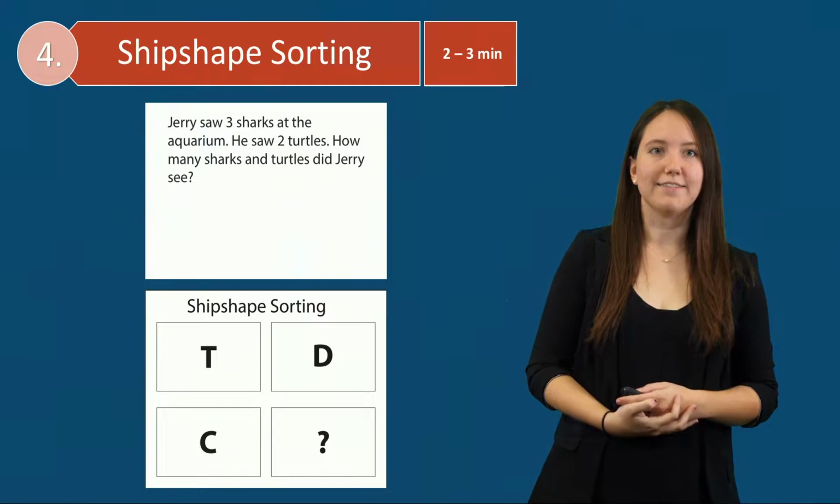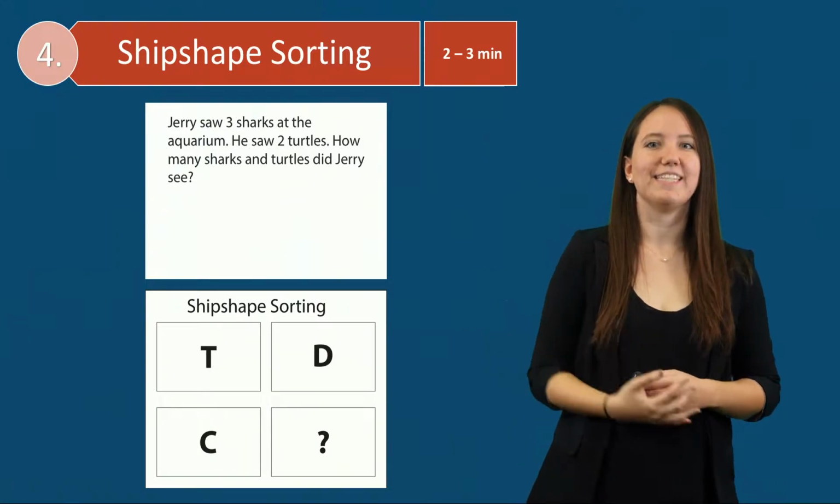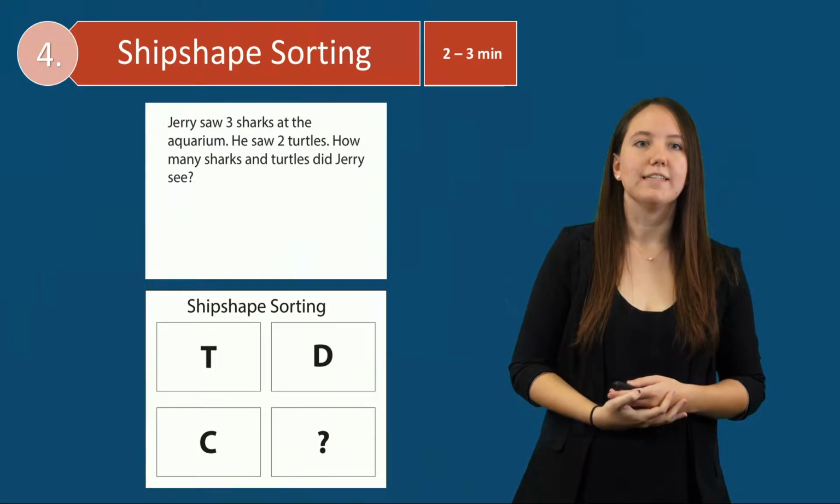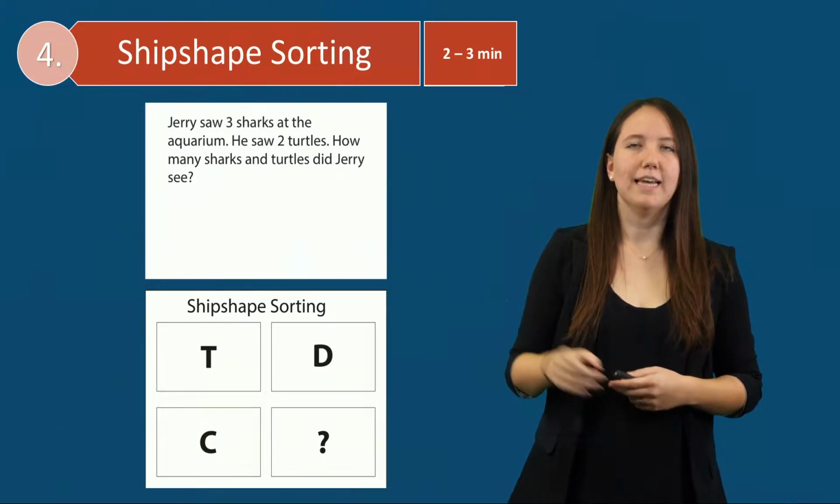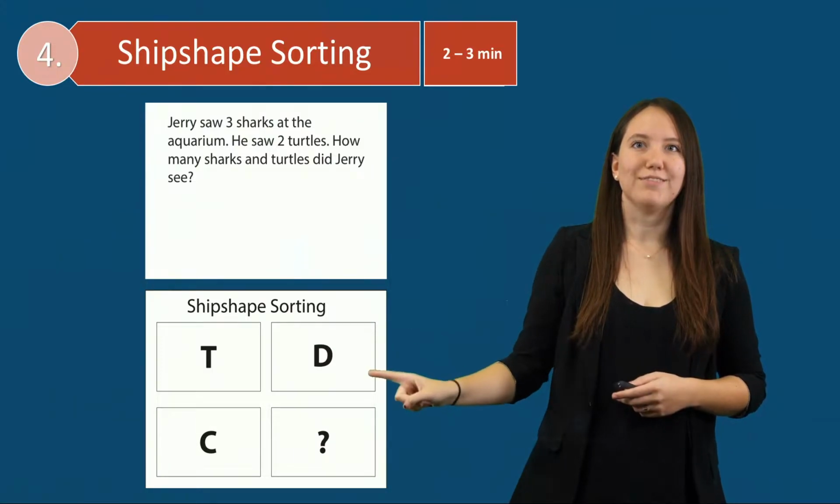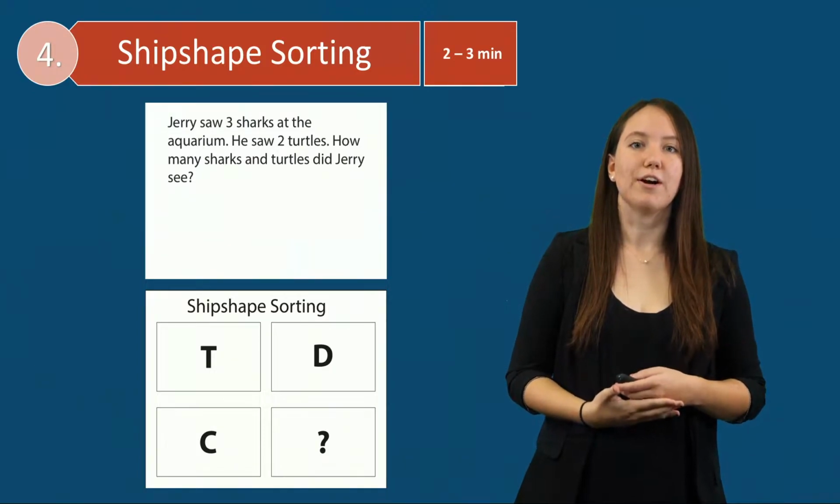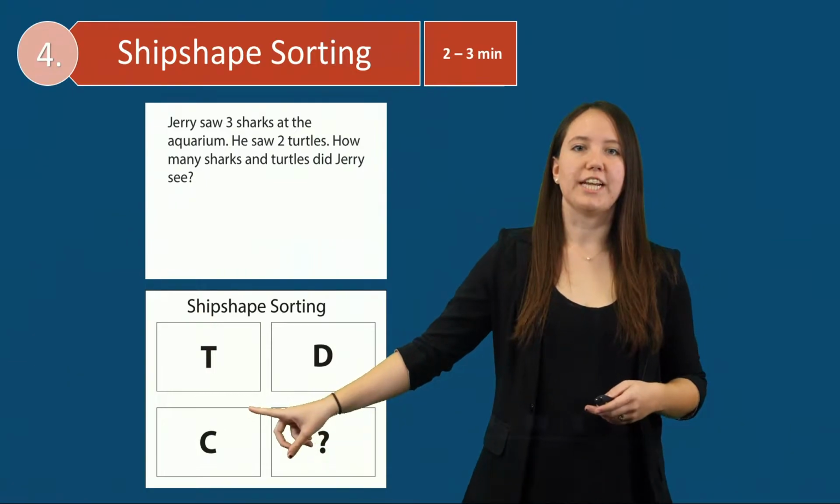The fourth activity in every lesson is Ship Shape Sorting, which is a 2 to 3 minute activity. In this activity, students practice identifying word problem schemas learned during the Buccaneer Problems by reading word problem cards, an example of which is seen here. Students then sort the cards into the map, which is seen here, during a 1-minute timing. Students sort the cards by identifying which schema a word problem belongs to: T for total, D for difference, or C for change.